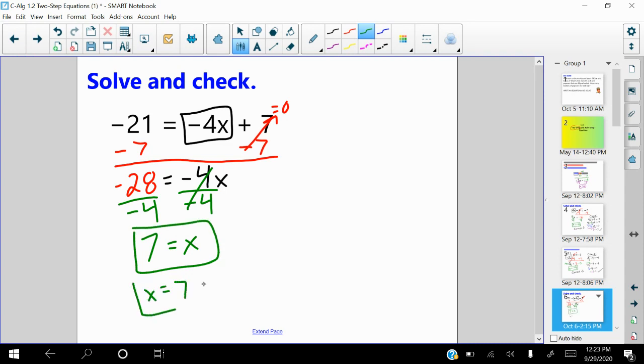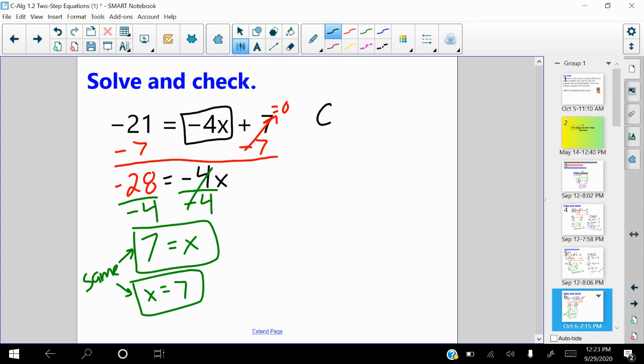Or 7 is equal to x. These two are the exact same. It's like saying 2 plus 2 is equal to 4 and 4 is equal to 2 plus 2. They're the same. Typically, we have our variable on the left-hand side equaling the solution. But if you have the solution equals a variable, you're not wrong. Those are the exact same here.